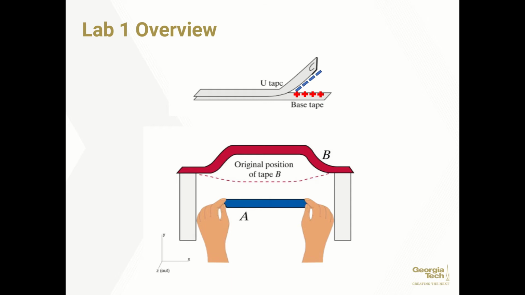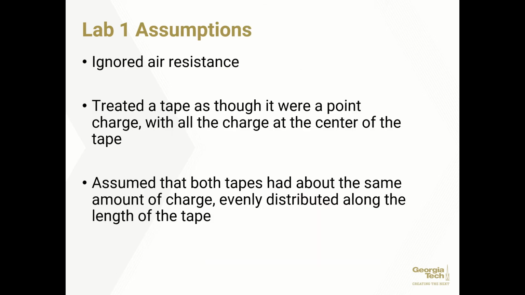So we're going to talk a little bit about Lab 1 and give an overview. Basically, two pieces of tape were created with a negative charge, shown in this top figure. One was pulled off, the other has a negative charge. Two of those U-tapes were created, and they're then changed to tape A and tape B. Tape B was placed on two books, and tape A was held beneath until tape B levitated above tape A. The distance that it took for A to get to B for it to levitate was then written down, and we were able to calculate the charge of tape B.